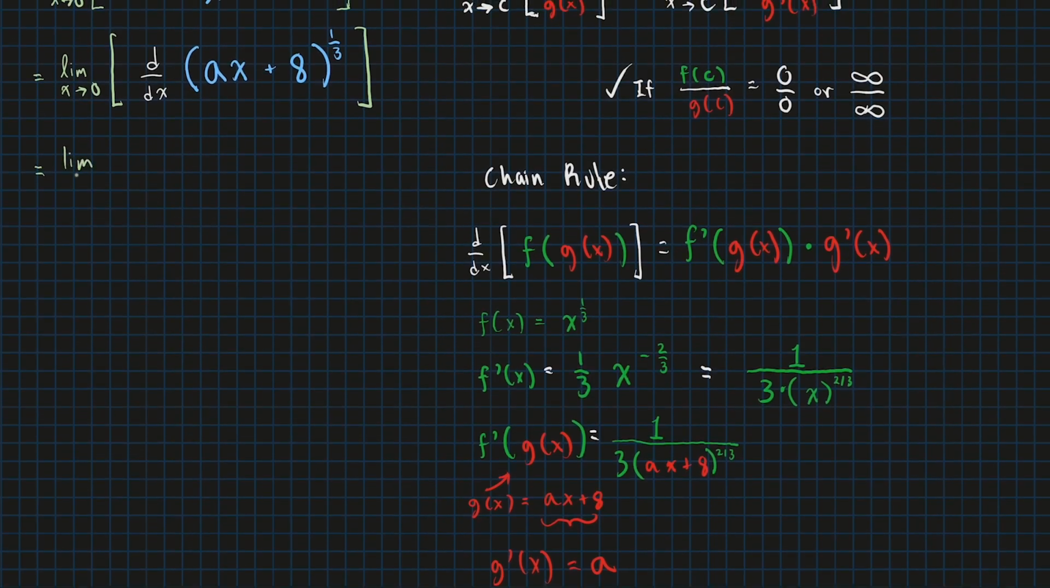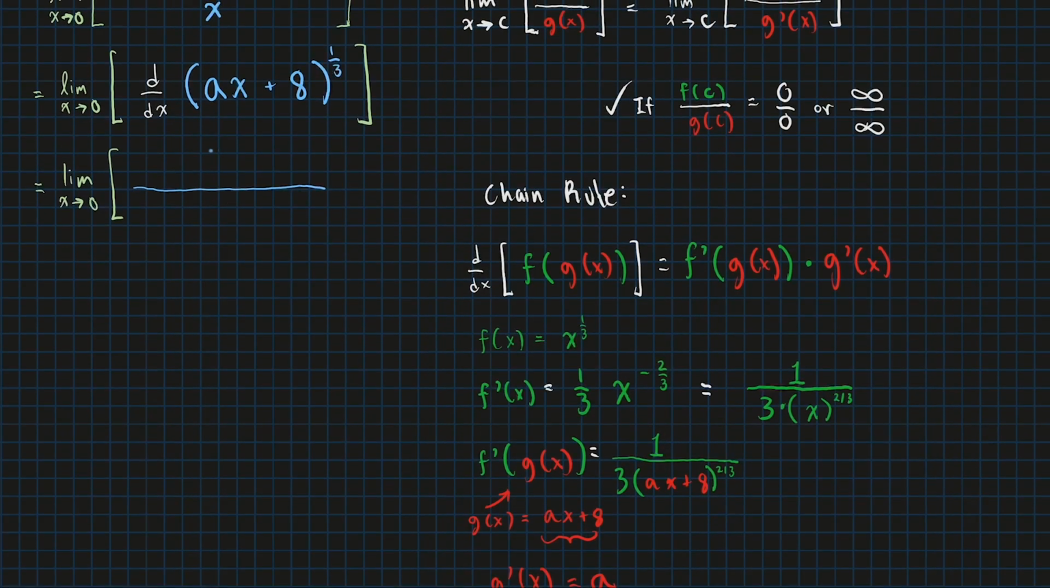So it is the limit as x approaches 0 of, let me put this in blue, we can put a in the numerator because 1 times a is just a. And in our denominator, we have 3 times ax plus 8 to the power of 2/3. All right, we are getting somewhere.